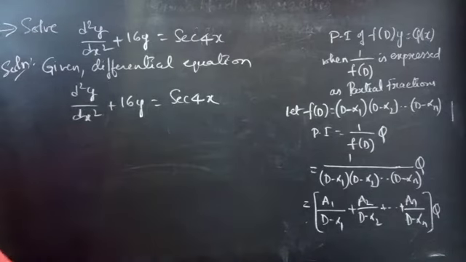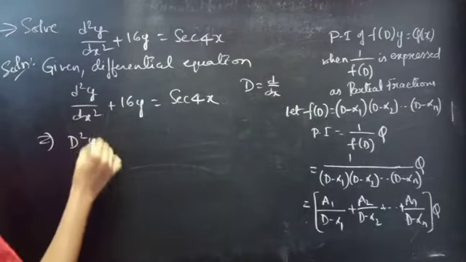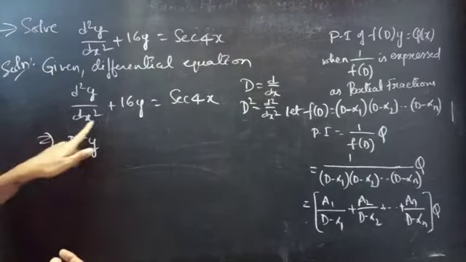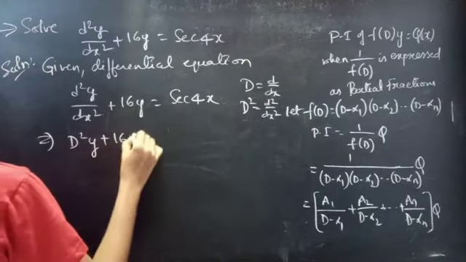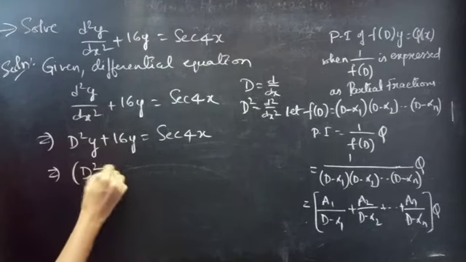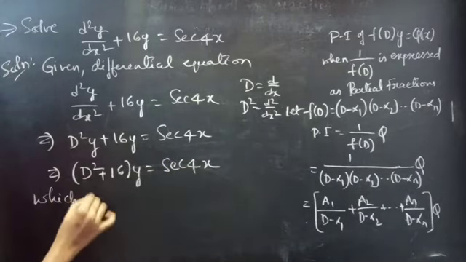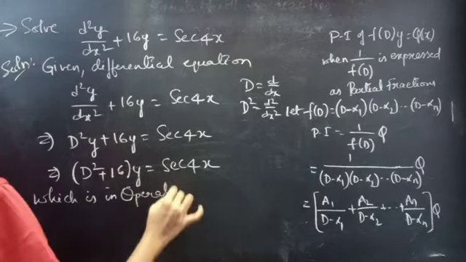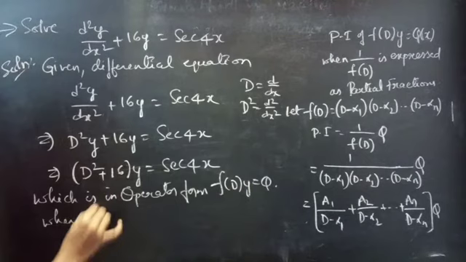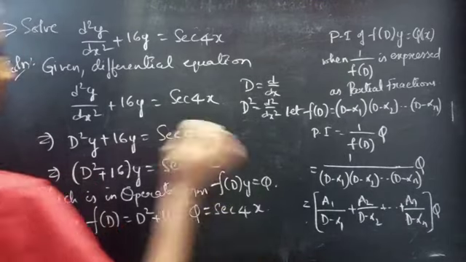Now, we'll write this equation in operator form. Since we know that the differential operator D equals d by dx, D square equals d square by dx square. Then you can write the equation as (D square plus 16) y equals secant 4x. Taking y common from the two terms of LHS, you get (D square plus 16) y equals secant 4x, which in operator form is f of D into y equals Q, where f of D equals D square plus 16 and Q equals secant 4x.